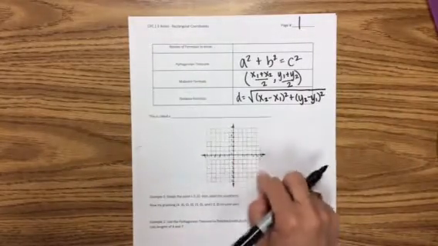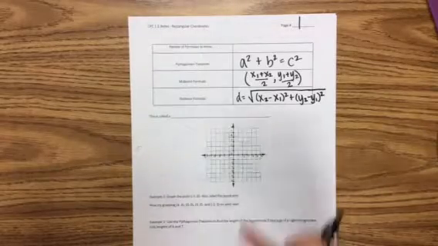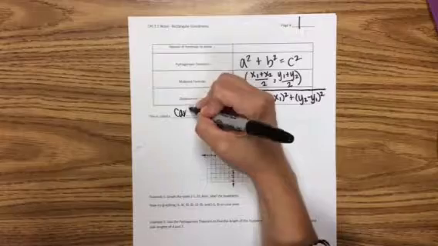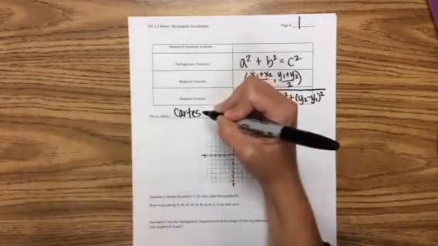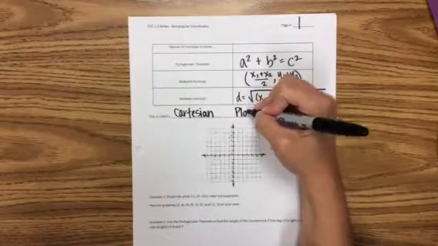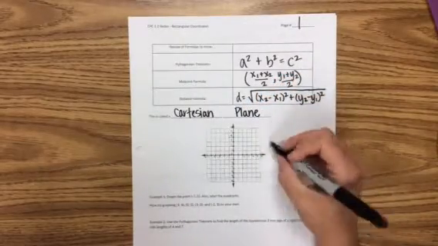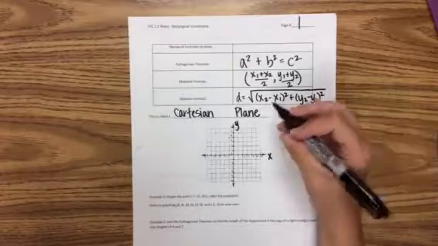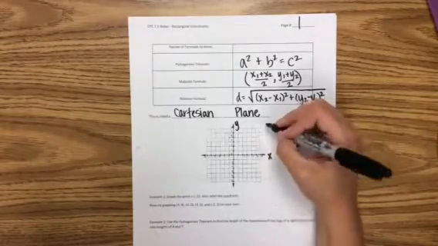Alright, next we'll move on. This is a little vocab. When you see a graph like this, it's technically called a Cartesian plane. And a Cartesian plane has an x-axis and a y-axis, and it has 4 quadrants. It starts in the positive quadrant.